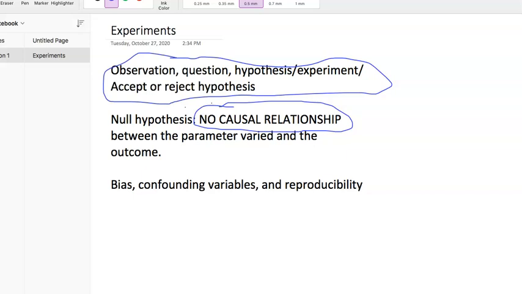Okay, and then down here where it has bias, confounding variables, and reproducibility. That's usually going to be a question about when evaluating an experiment, what things can make the experiment go wrong, right? Those are the three that you want to know. Again, that's just another one you really have to have memorized, right? Those are going to be the answers.